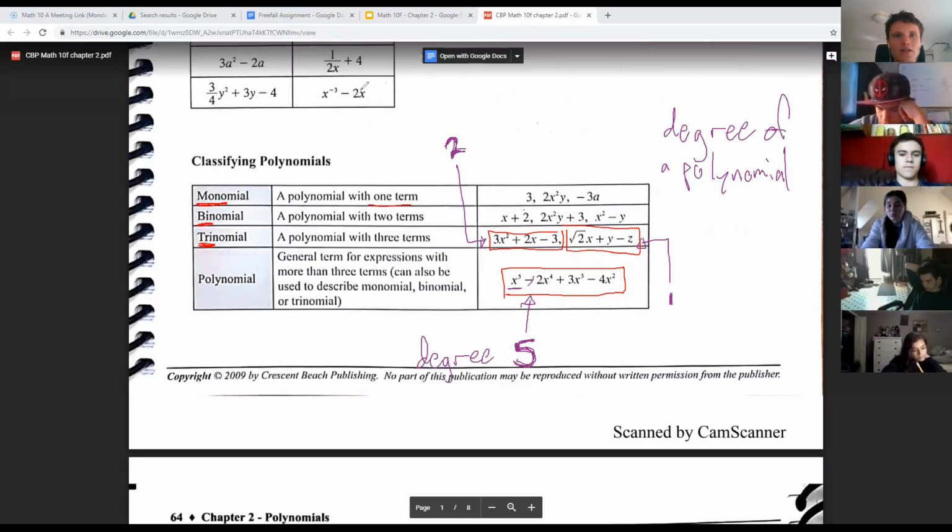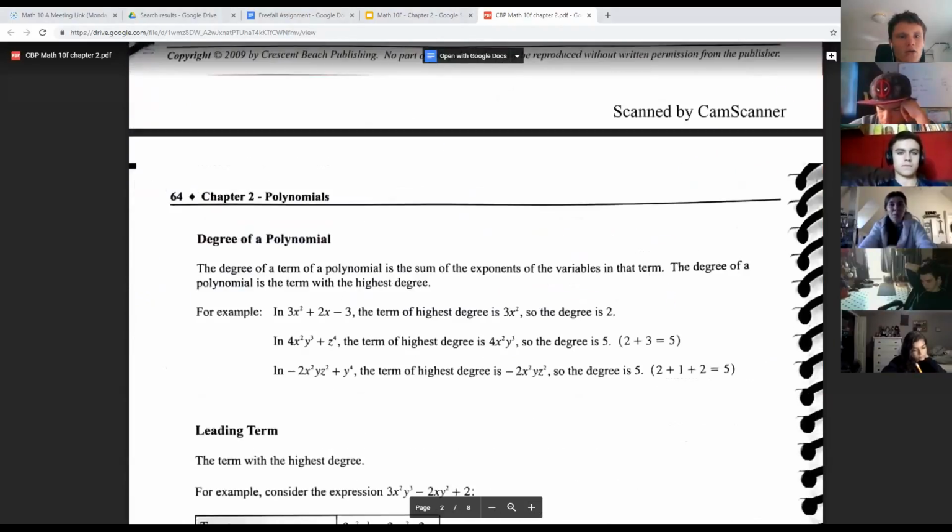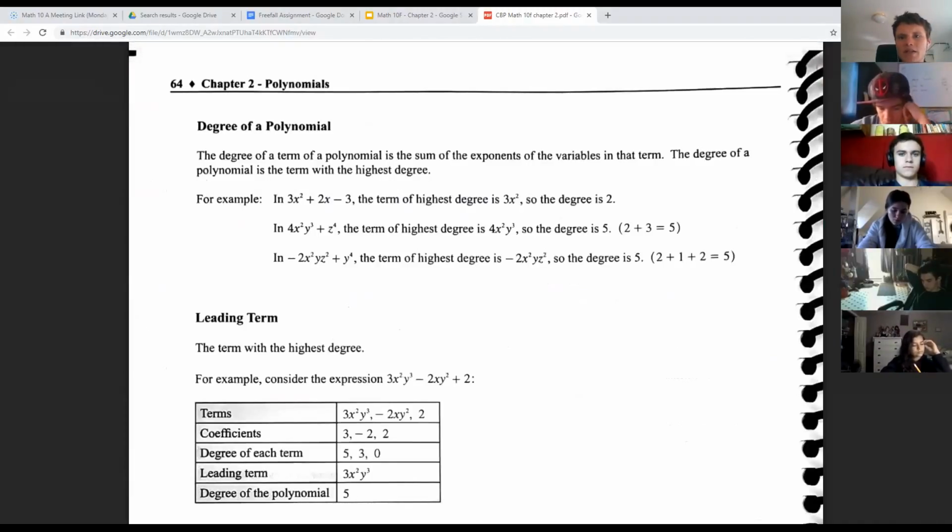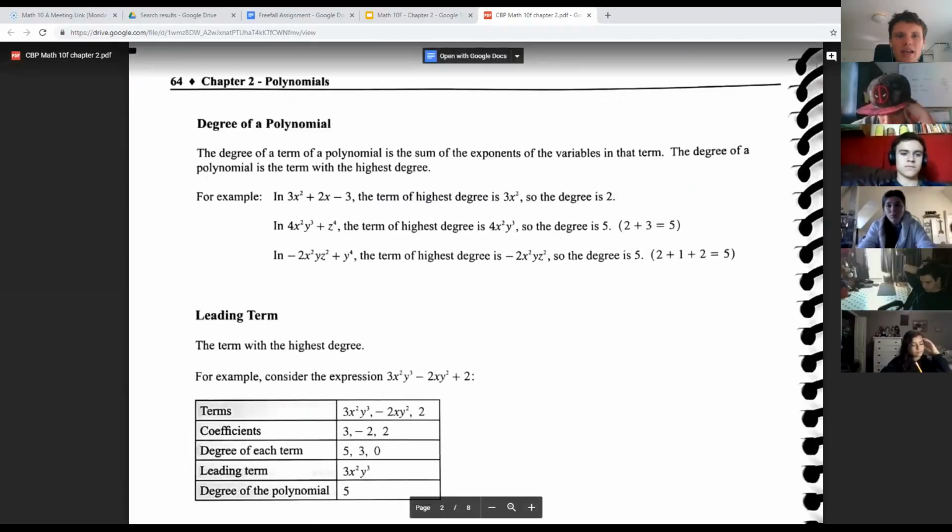That's what we're talking about on the next page here. Degree of a polynomial. The degree of a term is the sum of the exponents of the variables in that term. I did make a mistake on one of the previous ones, my mistake. The degree of the polynomial is the degree of the term with the highest degree. So we can tell by looking at this one, the leading term has x squared, so the degree is 2.